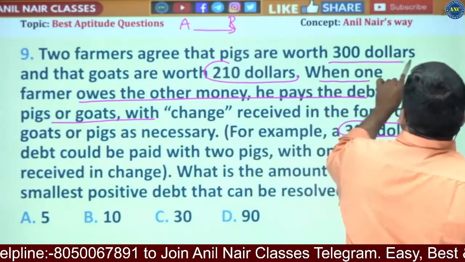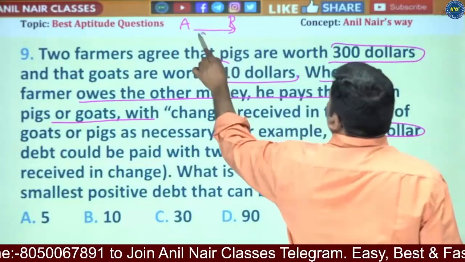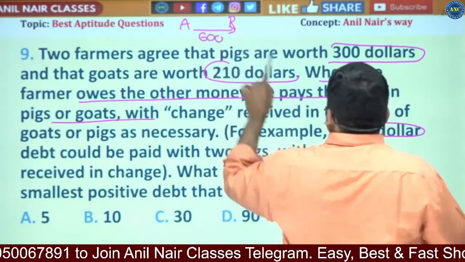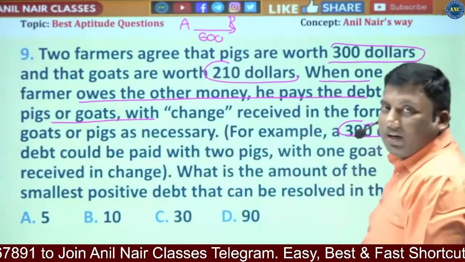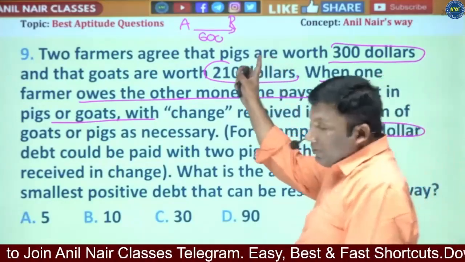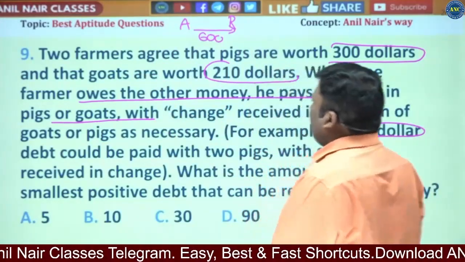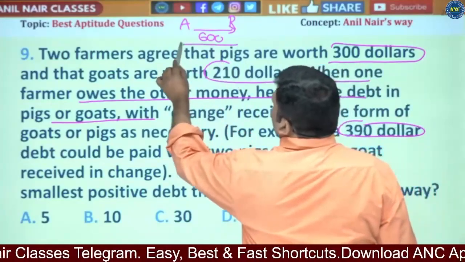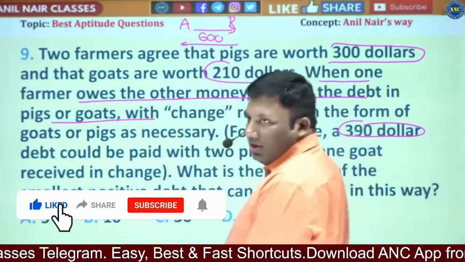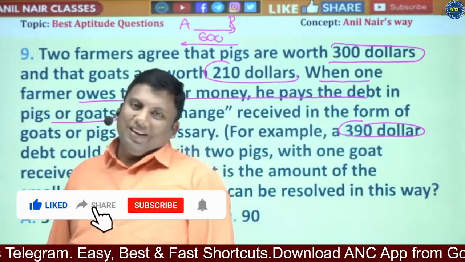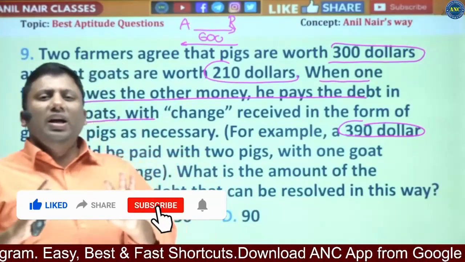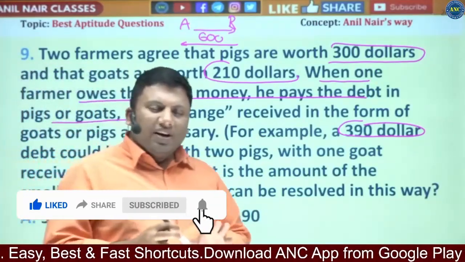If I give Reshma 2 pigs, how much did I give? 600 rupees. But how much do I owe? 390 rupees. That means Reshma has to give back to Anil 210 rupees, so she gives back a goat. I hope the idea is very, very clear to you.